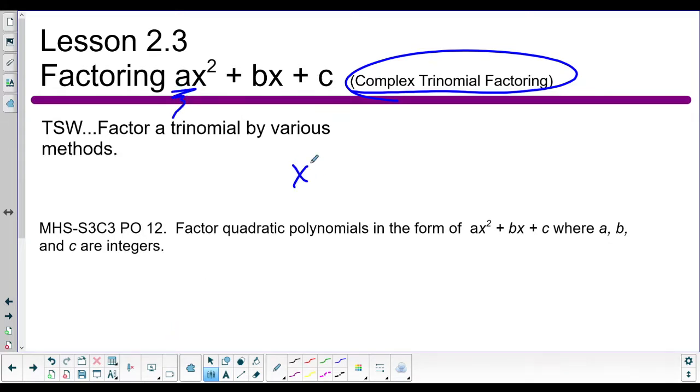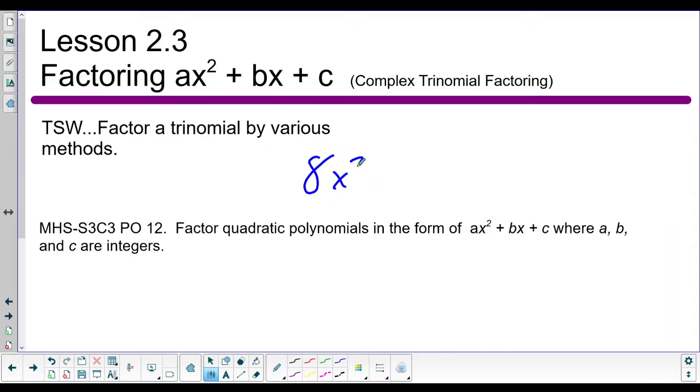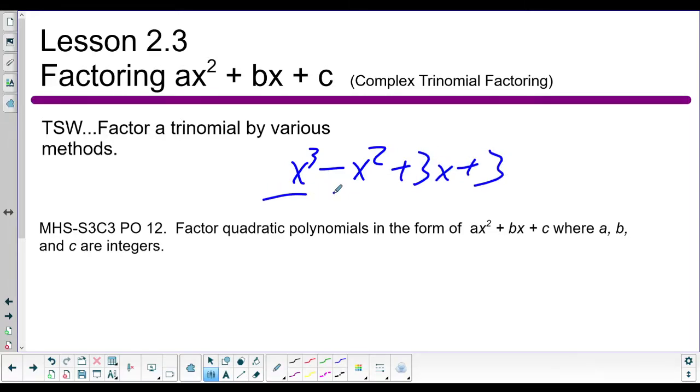Simple factoring was x squared plus 5x plus 6. There wasn't a number here in front, so this was really simple to factor. GCF factoring was when we had like 8x squared minus 4x, when we just had some stuff in common that we could take out. And then factoring by grouping was when we had something like this, where there were 1, 2, 3, 4 terms.